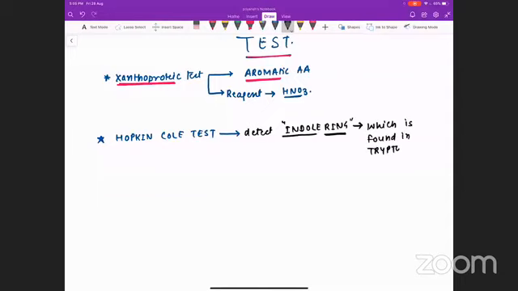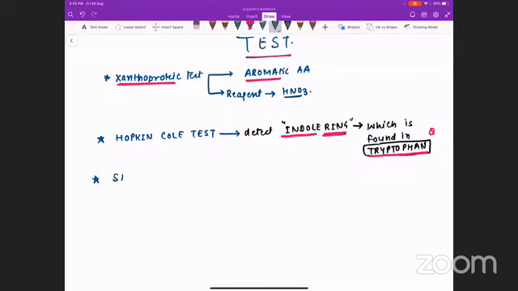So if they ask, for tryptophan, which test can be done? For tryptophan, the Hopkins-Cole test is done, and what it is going to identify is the indole ring. In the other way, the question can be asked: the indole ring is found in which amino acid? The answer is tryptophan. So they can ask this question in both ways.